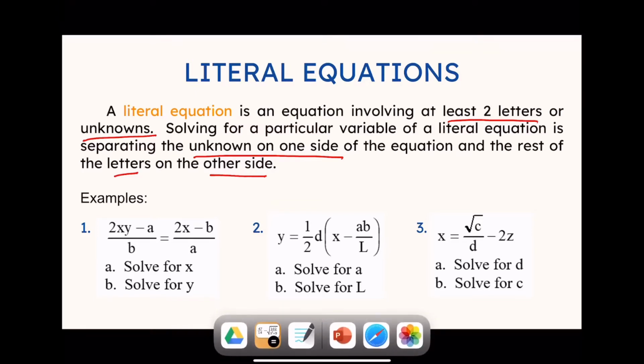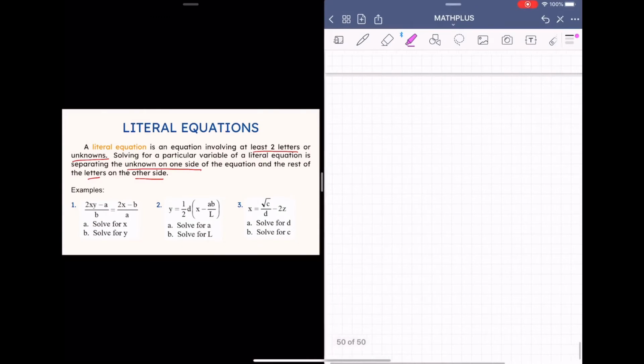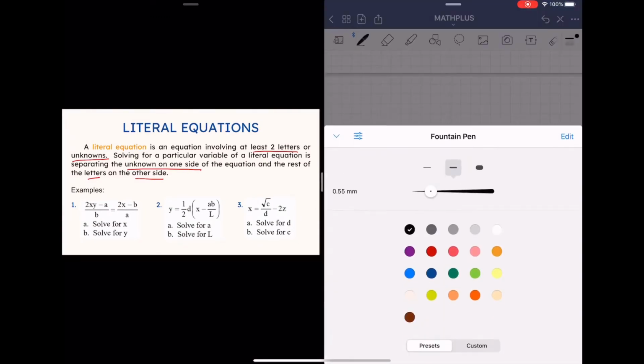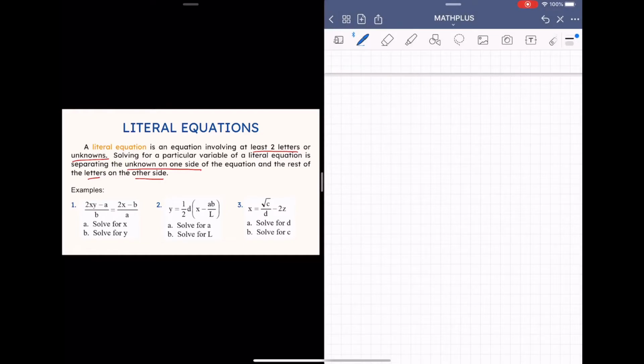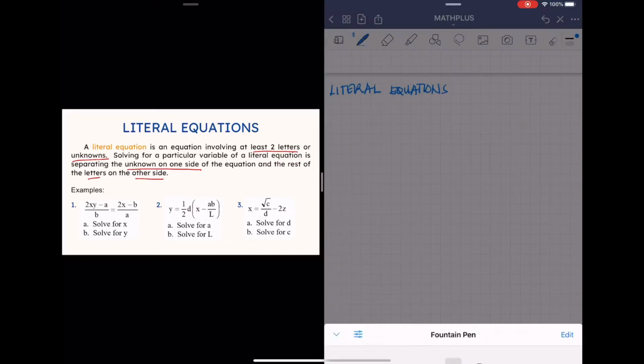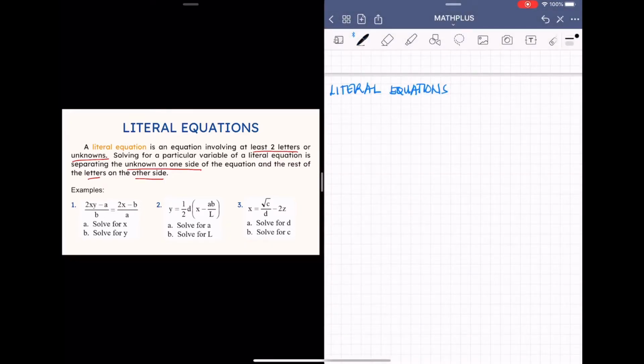So let's get our notes. And let me write here literal equations. Okay, so we have number 1. We are given 2xy minus a all over b, which is equivalent to 2x minus b all over a. The first question is to be able to solve for x.